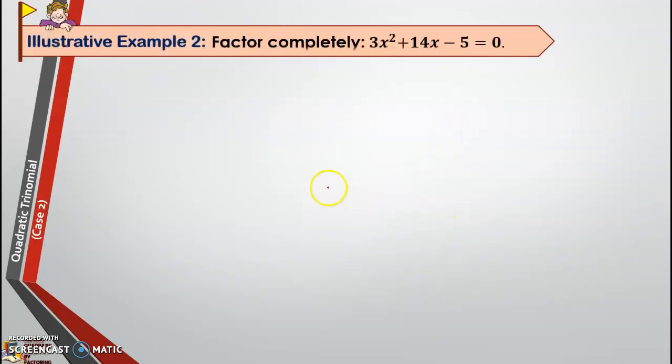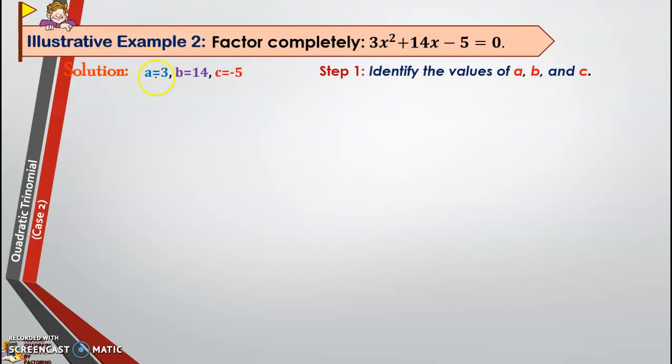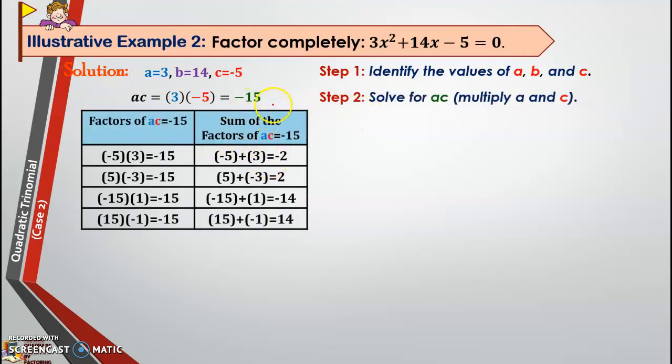Okay, so next example is 3x squared plus 14x minus 5. So identify the a, b, and c: 3, 14, and negative 5, respectively. Now we multiply 3 and negative 5, so we have negative 15. After having the negative 15, we look for the factors of negative 15 whose sum is 14.